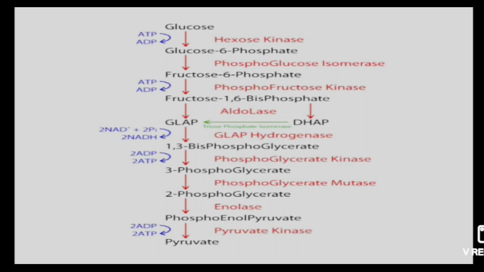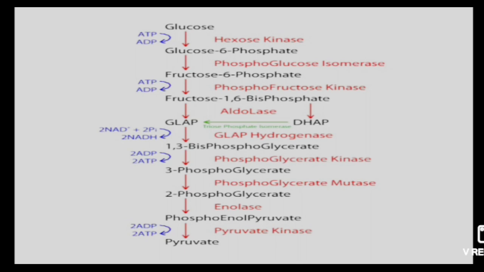In fructose 1,6-bisphosphate, the splitting phase occurs, where glyceraldehyde 3-phosphate and dihydroxyacetone phosphate are formed, and this is converted into 1,3-bisphosphoglycerate with a key enzyme known as GAPDH, where 2 NAD plus and 2 Pi are converted into 2 NADH. 1,3-bisphosphoglycerate is converted into 3-phosphoglycerate, where 2 ADP is converted into 2 ATP, with a key enzyme known as phosphoglycerate kinase. 3-phosphoglycerate is converted into 2-phosphoglycerate with phosphoglycerate mutase. 2-phosphoglycerate is then converted into phosphoenolpyruvate with enolase. Phosphoenolpyruvate is finally converted into pyruvate with pyruvate kinase.